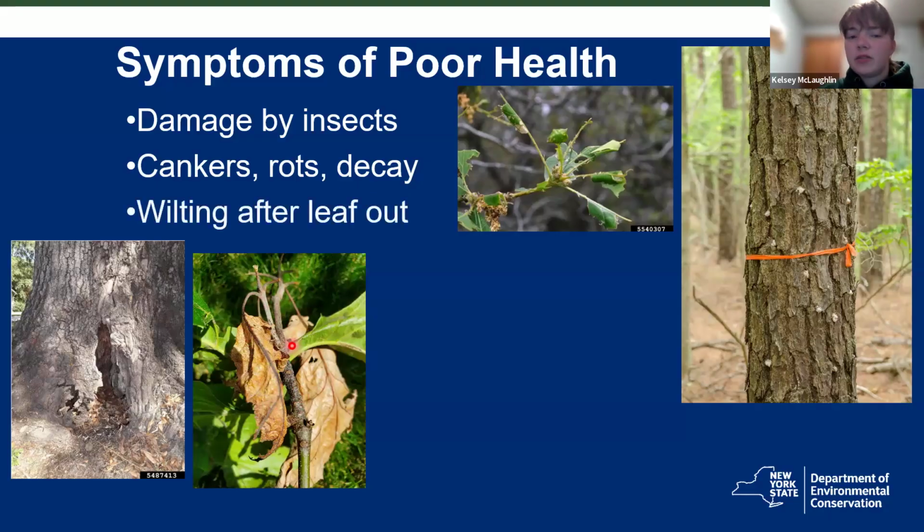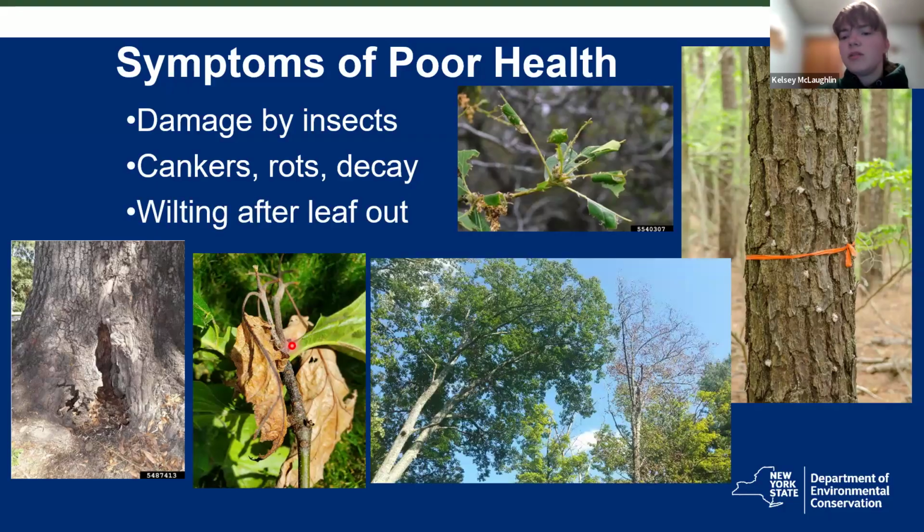And then wilting after leaf out. So whenever your tree first leaves out in the spring, it put a lot of work into those nice new leaves. And so if you go back a month later and all those new leaves are gone, that's obviously a big stress for that tree.